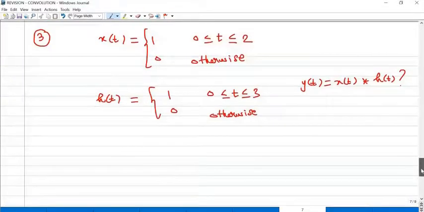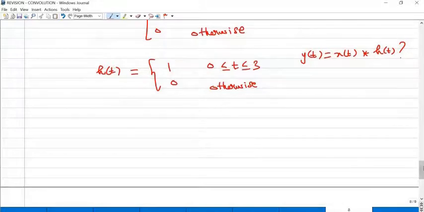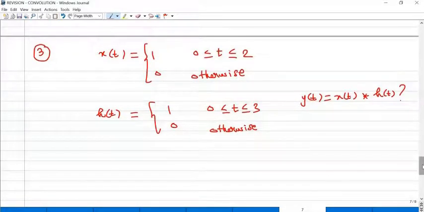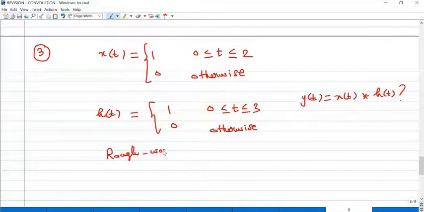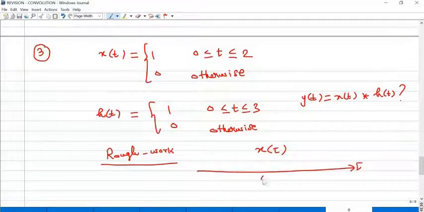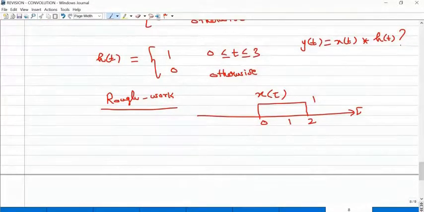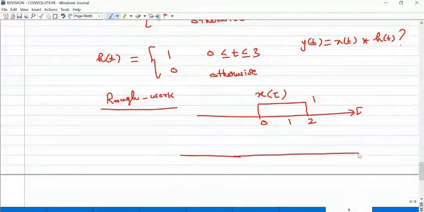So first do the rough work. Before drawing the x of tau, h of t minus tau generalized diagram, we have to do some rough work to understand the integration limit. What value we have to substitute? X of tau versus tau, 0, 1, 2. So 0 to 2, magnitude 1. This is the x of tau diagram. H of tau: tau versus h of tau, 0 to 3, 0, 1, 2, 3.